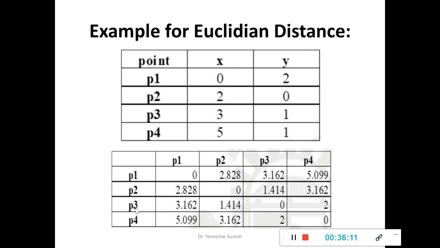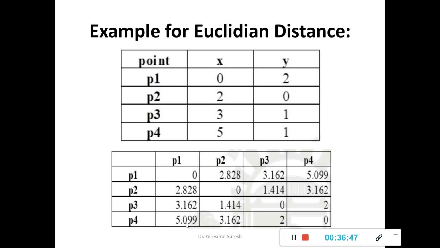Similarly repeat the process for P3 and P1, P4 and P1. Again repeat the process for the other values, and since the diagonal elements, the self distance, are 0 and you have found the distance from P2 to P1, P3 to P1, P4 to P1, you need not calculate the distance from P1 to P2, because it will remain the same. P1 to P2 or P2 to P1, it is a symmetric property, the distance will remain the same. So whether I calculate P4 to P1 or P1 to P4, the distance will be the same. That's what I have done.